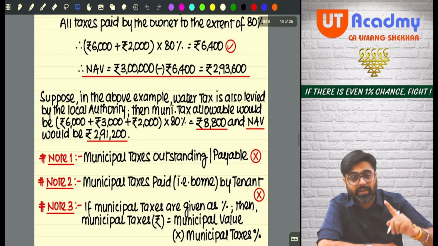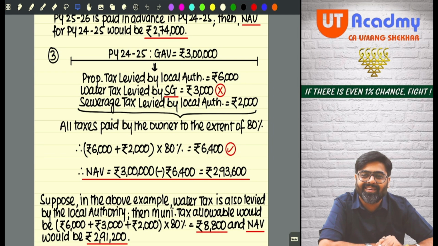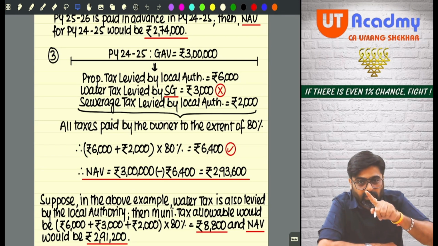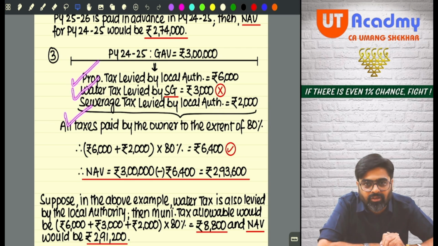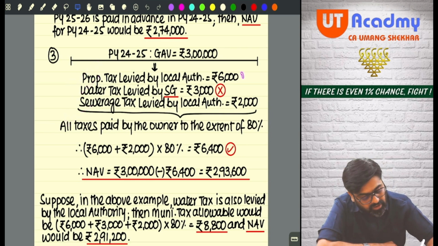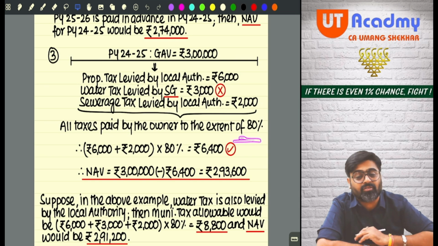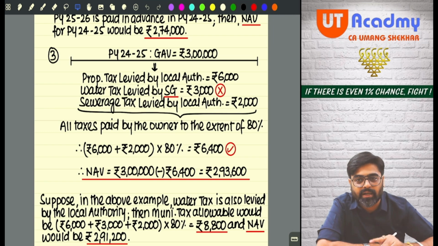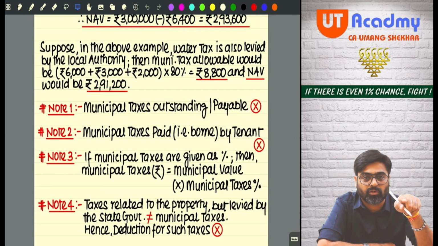Yes, very good. Now, in the above example, if this water tax was levied by local authority instead of state government, then are you going to get the deduction for this also? So this is also local authority, and this is also local authority. How much is the total now? 6 plus 3 plus 2 will give you 11,000. Now out of that 11,000, if 80% is paid, so 80% of 11,000 will give you how much? 8,800. That will now be allowed as a deduction out of 3 lakhs. So 3 lakh minus 8,800 will now give you 2,91,200. If that water tax was also charged by whom?